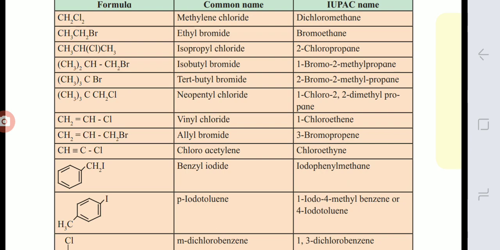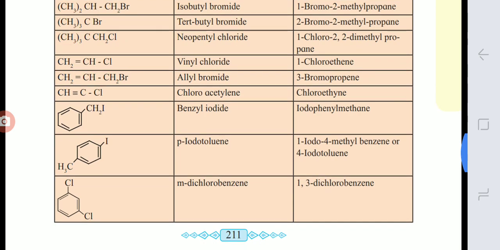While writing the common name, 1-4 positions are para, and C6H5 CH3 is toluene. So para-iodotoluene is the common name. Now in the last structure, your halogens are present on the 1,3 carbons, so that position is meta. There are 2 chlorines, the parent compound is benzene. So the 1,3 position means meta.